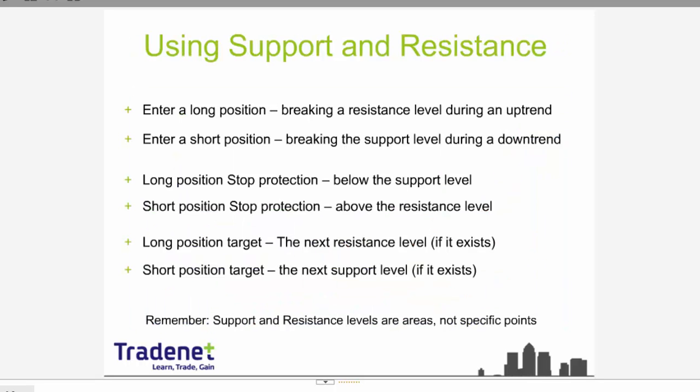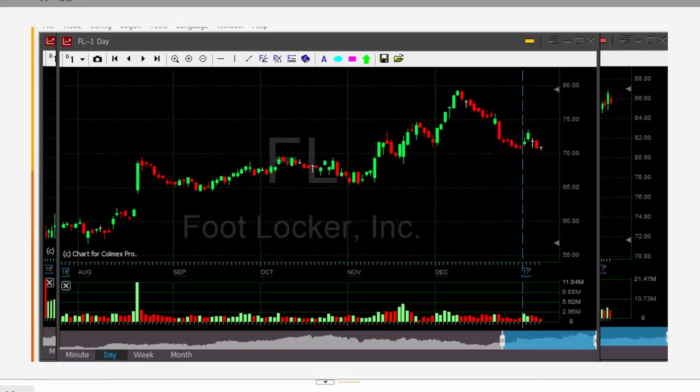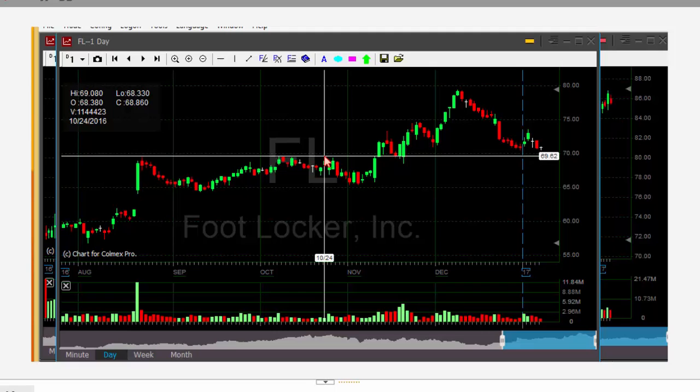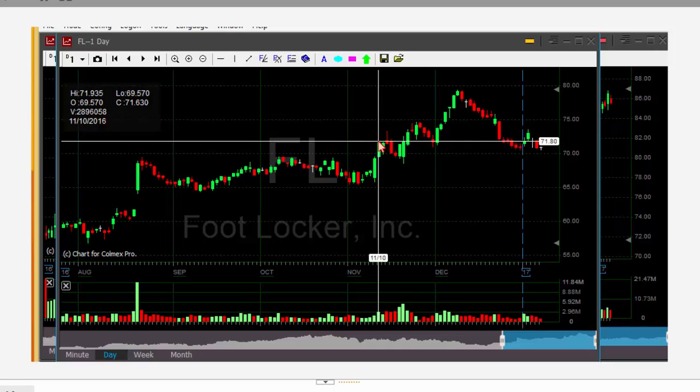So using support and resistance is very, very important because you need it in order to make decisions, either on intraday or daily. In this case it's daily what I'm showing you, but the same applies for intraday. If you want to go long FL, for example, wait for the resistance to be broken here, go long.